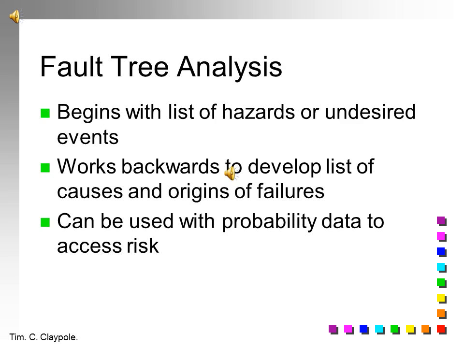Fault tree analysis looks at undesired events. It's a way of looking at hazards and working backwards to develop a list of causes and the origins of failure. This can be used with probability data to assess risk. So we have here a way in which we can mathematically look, based on understanding the risks of potential failures, to estimate what the likelihood is of a hazardous situation occurring.